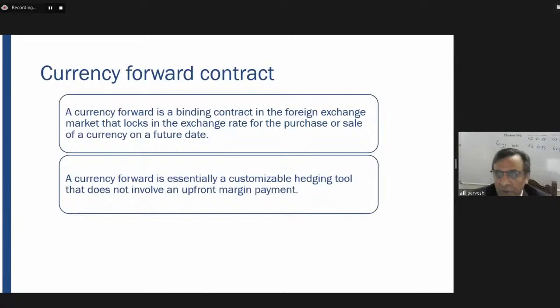Like in the stock market, when we understand futures contracts, which are exchange managed, they are not customized hedging tools. Though they are hedging tools, they are standard ones, okay? And there is a margin involved in entering into a trade in the futures market. So in the forward market, there is no margin, and they are customizable. You can do it the way you want.